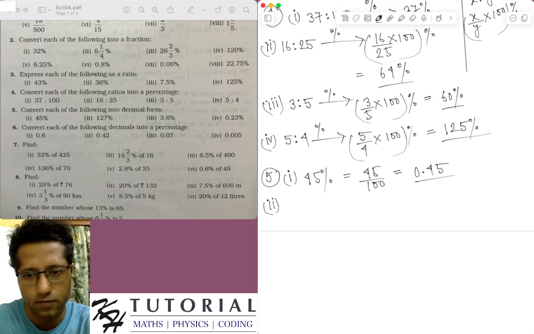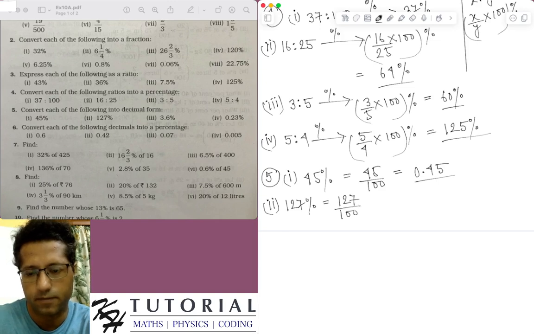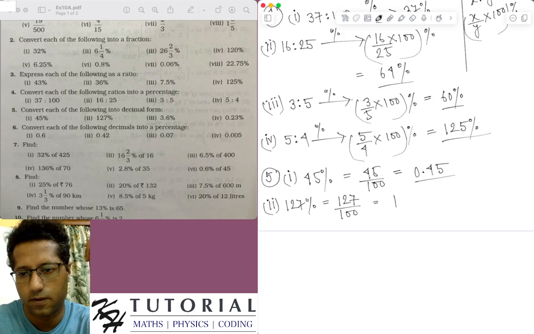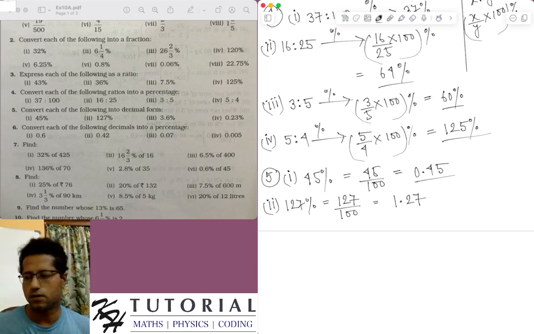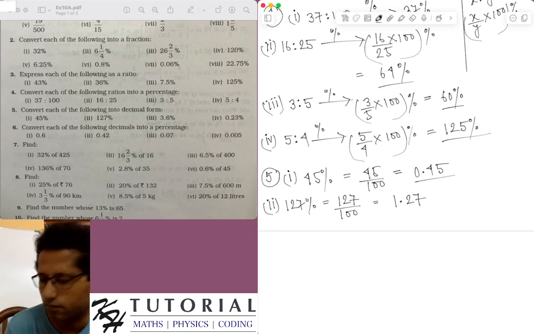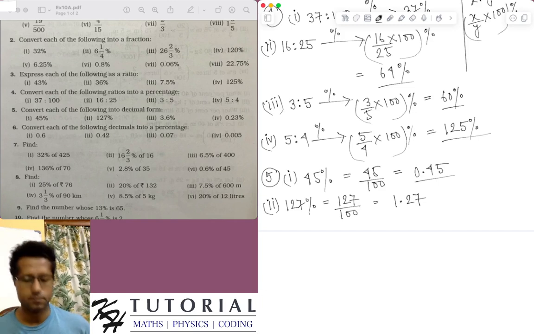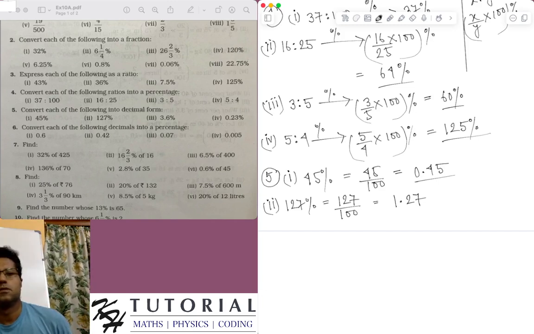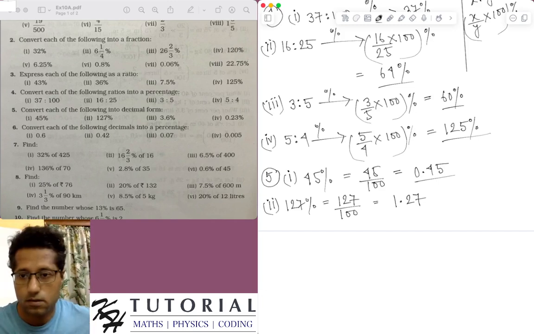Part 2 is 127 percentage, which is equal to 127 divided by 100. This is nothing but 1.27. So you have to be very aware and have a clear understanding of how to convert a fraction into a decimal.